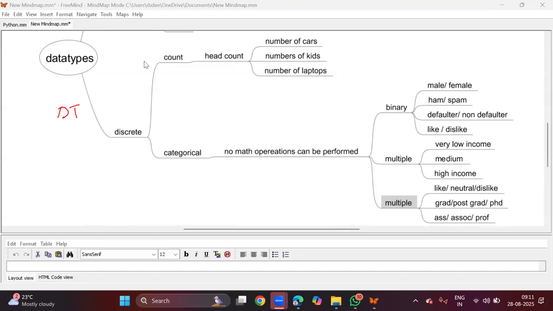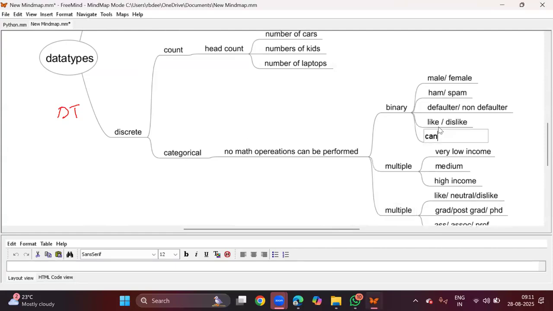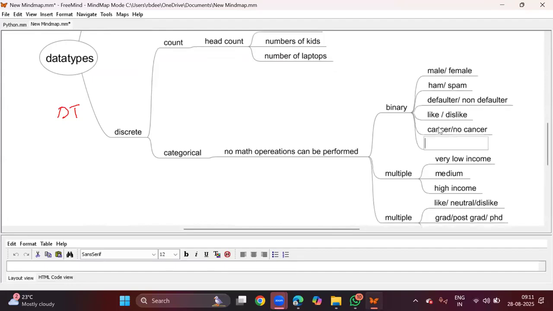Yes, tell me. Any examples you'd like to add? Here it can be cancer, no cancer. Right? A movie can win an Oscar, no Oscar.